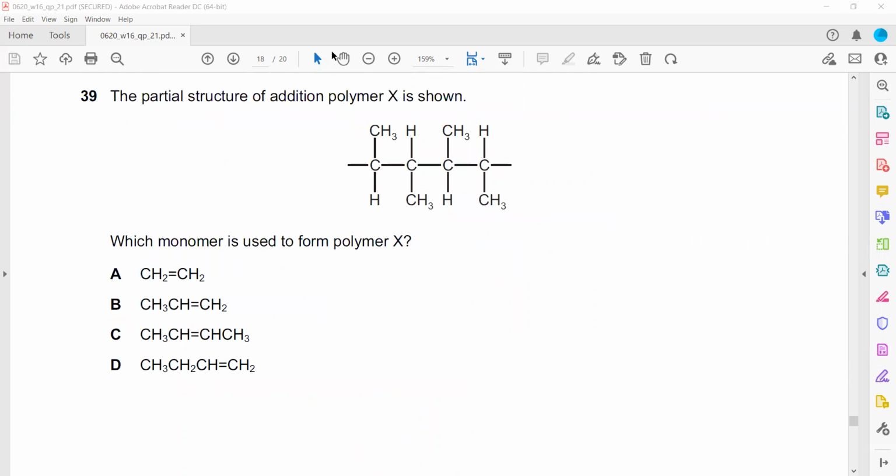The partial structure of addition polymer X is shown. So this is the addition polymer. Polymerization means when small molecules form a long chain compound. So how to work out the formula of the monomer? Monomer means the small molecule. Which monomer is used? The simple way to identify the monomer is to just take the first two carbon atoms.